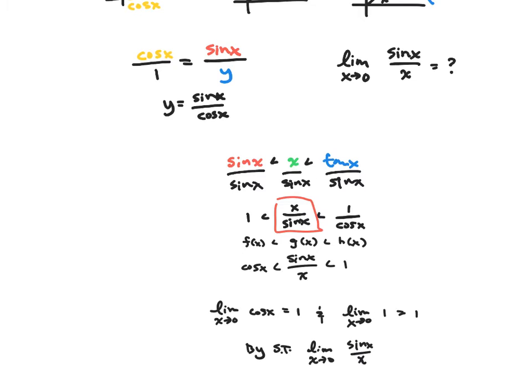Sine of x over x is going to be forced then to go to 1. So that's a cool limit. 0 over 0 actually equals 1. That's cool. Let's use it on the next slide.